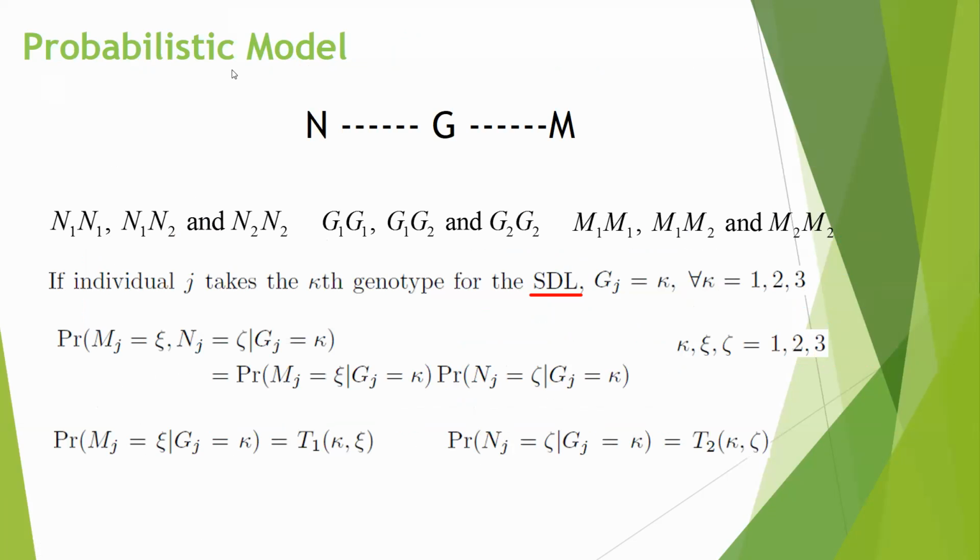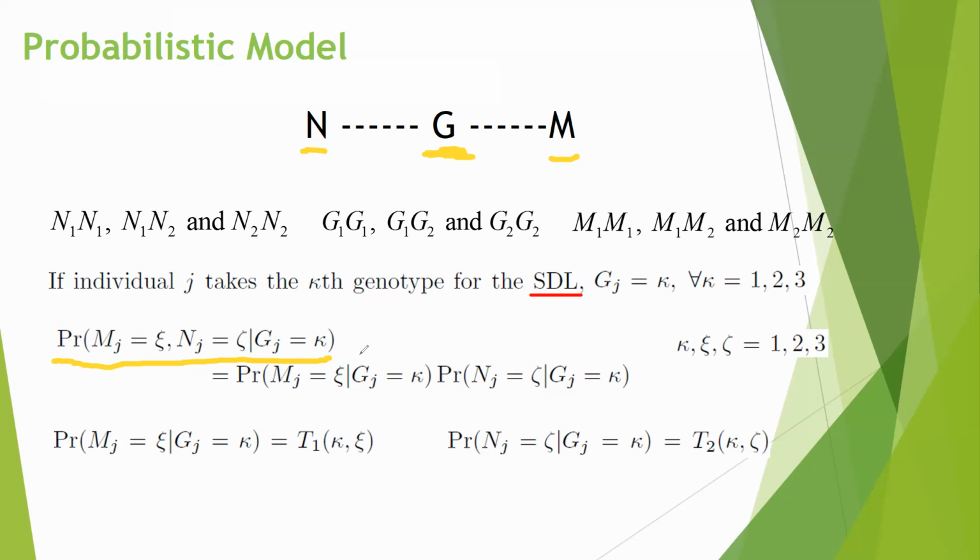Okay, so we can use this probabilistic model to help us model the selection force here. So we have three loci here, M, N, and G. Suppose G is the locus being tested. And you are familiar with this model, right?